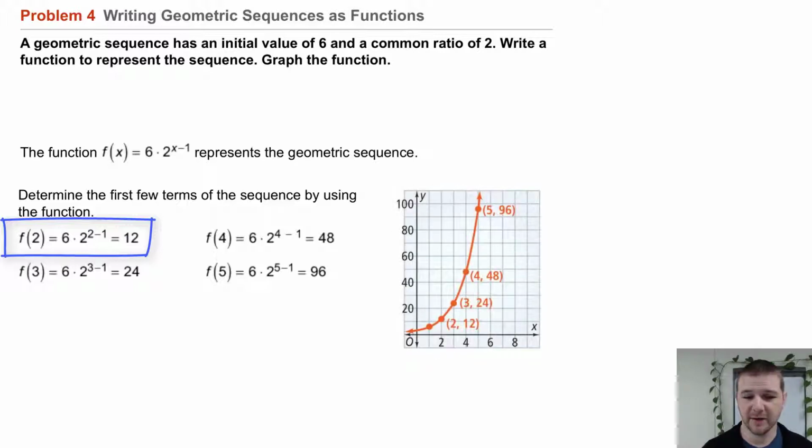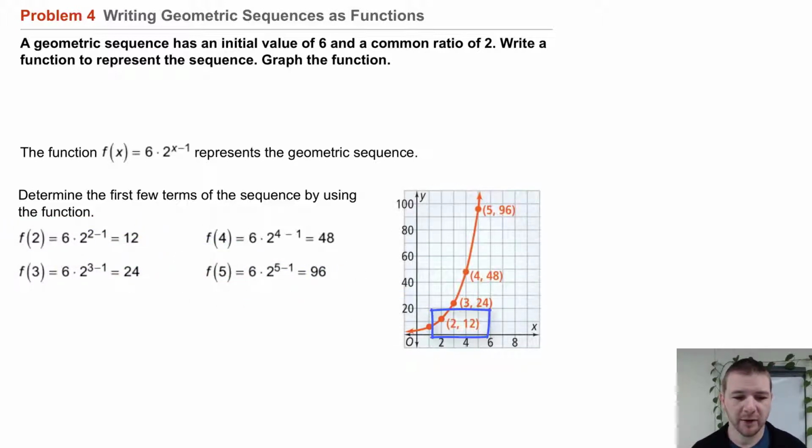So for an x value of 2, we find a y value on the graph of 12. Next, f of 3, the third term, following a similar process, 6 times 2 raised to the 3 minus 1 power is 24, bringing us to the point 3, 24, or an x value of 3 associated with a y value of 24. You can plot that point as well.